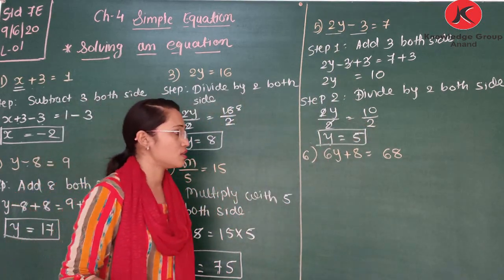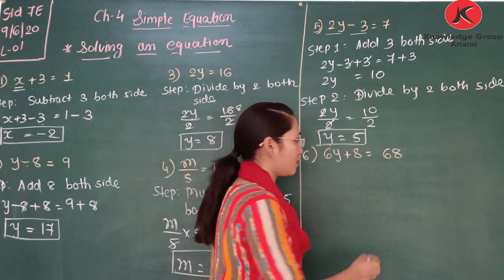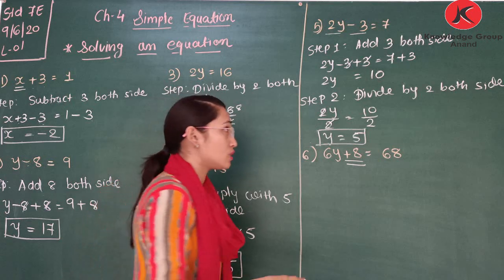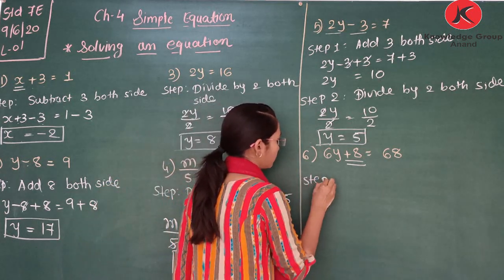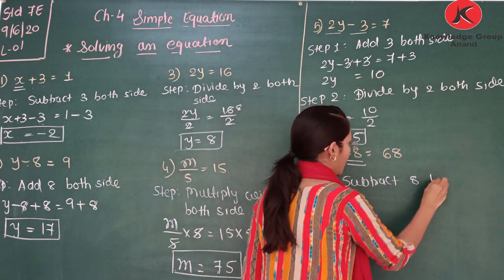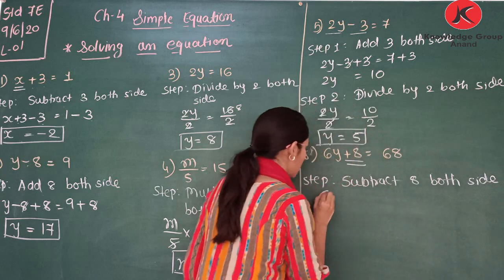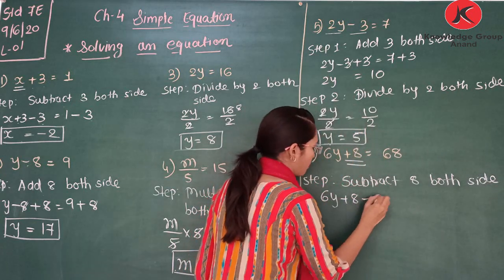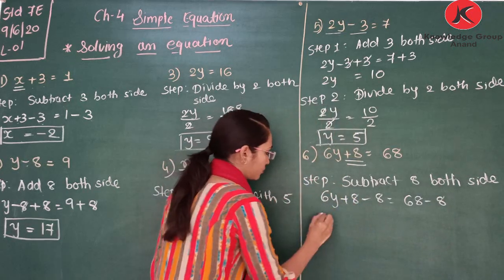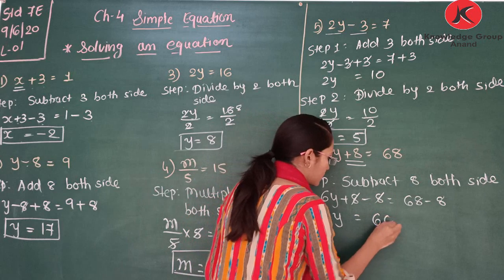Now question number 6. 6y plus 8 is equal to 16. So where do we need to start? Plus 8 becomes minus 8 both sides. So step 1, subtract 8 both sides. So 6y plus 8 minus 8 is equal to 16 minus 8. 6y, 8 will be cancelled, so it is 8.